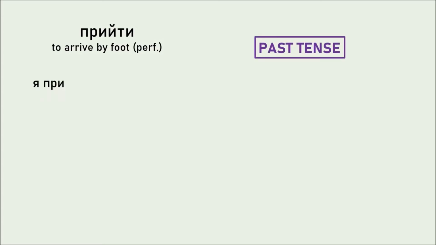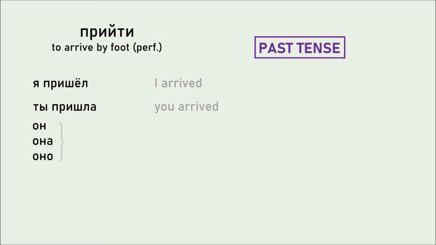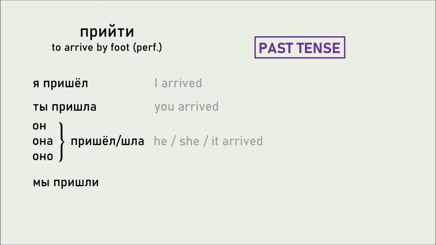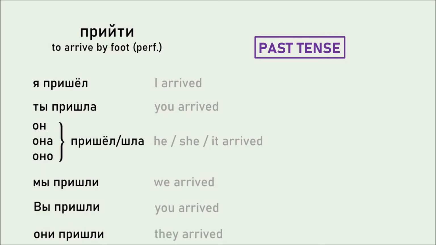Прийти. Я пришел, ты пришла, он, она, оно пришло, он пришел, мы пришли, вы пришли, они пришли. Okay? And it's the same principle pretty much for all the other prefixes.